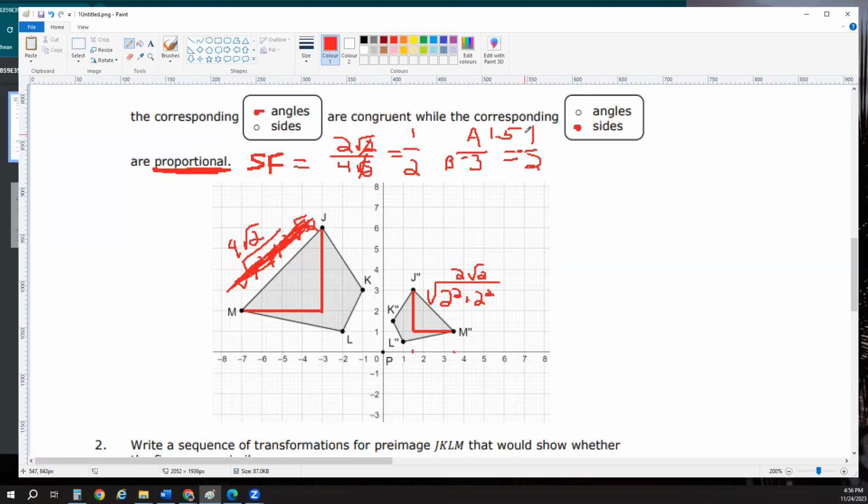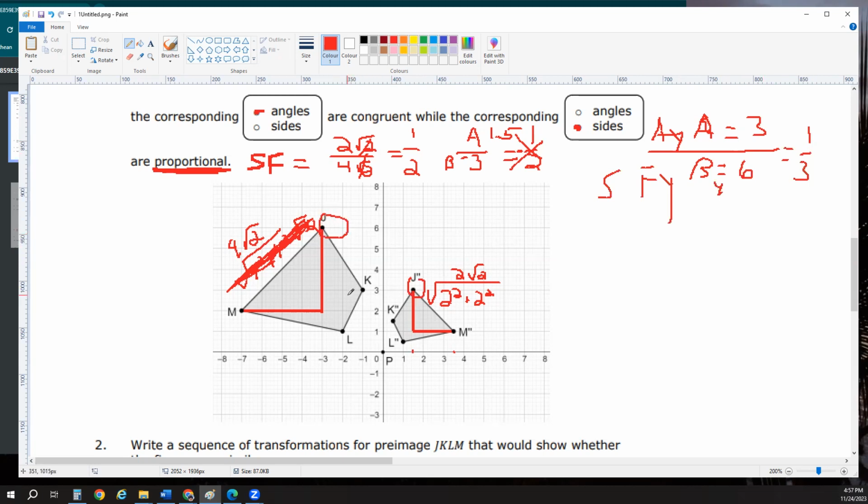And you could do the y. The 1/2 would go away if I did the y value. So my y value after equals 3, and then my before y value equals 6. It's 1/2. So this scale factor is 1/2. So all going up with my J point.